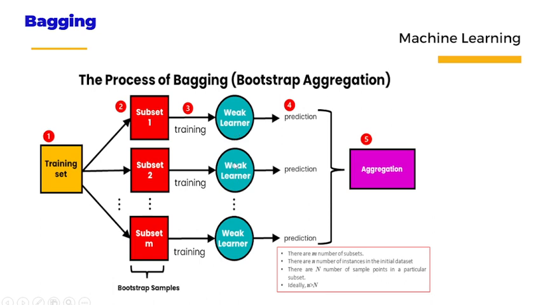For each subset of data, we train the corresponding weak learner independently, and these are homogeneous models, meaning they are of the same type. After that each model makes a prediction. In the fourth step, the predictions are aggregated into a single prediction, using either max voting or averaging. This is how the process of bagging works.